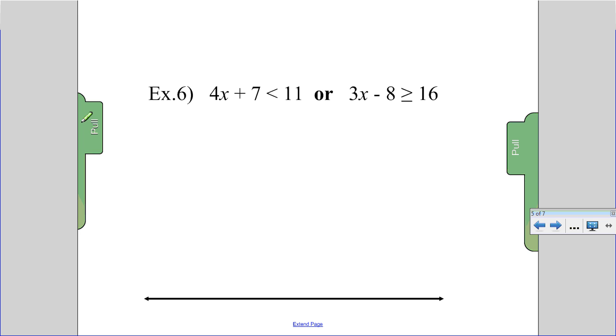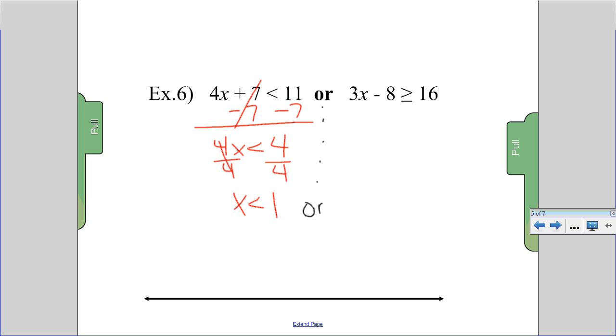So what I'm going to do, ladies and gentlemen, is solve each of these two inequalities. I'm going to subtract 7 from each side. Do some quick equation solving. I get 4x is less than 4. And then I'm going to divide by 4 on each side. I get x is less than 1. Bring your OR with you. OR. And now we need to solve the other side.